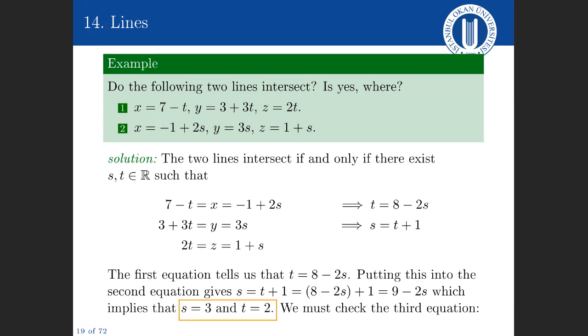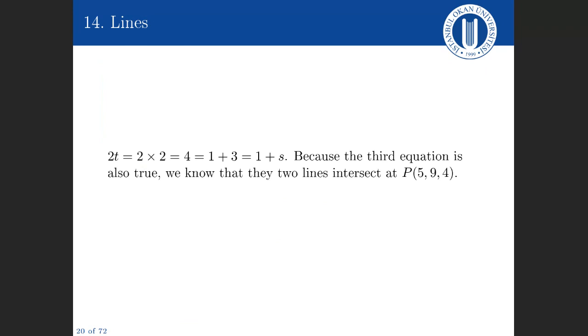If we choose s is 3 and t is equal to 2, then the first two equations are true. Then the question is, is the third equation also true? If the answer is yes, then it means that the two lines intersect. If the answer is no, then the two lines do not intersect. So we need to check the third equation. We take s is 3 and t is equal to 2, put them in, and we find that yes, the equation is true.